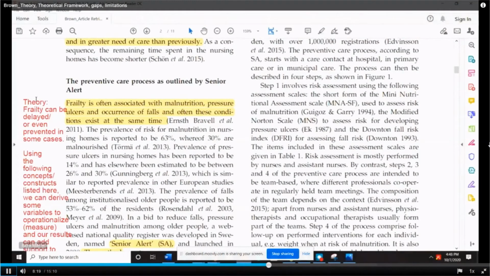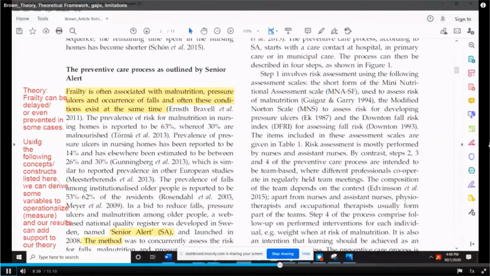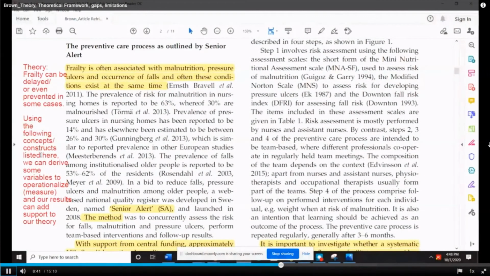So if you can't find the theory or it's not explicitly stated, you can think about what they are trying to do in the study and then work your way backwards to a theory. And then the whole theoretical framework would encompass the theory. It's kind of the coat hanger for the theory. It supports the theory using concepts and constructs listed here, which you listed as malnutrition, pressure ulcers, and falls. And then we can derive some kind of variables that we could operationalize, and our results can add support to our theory.